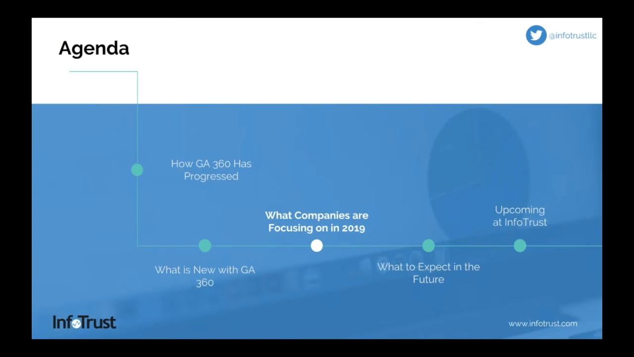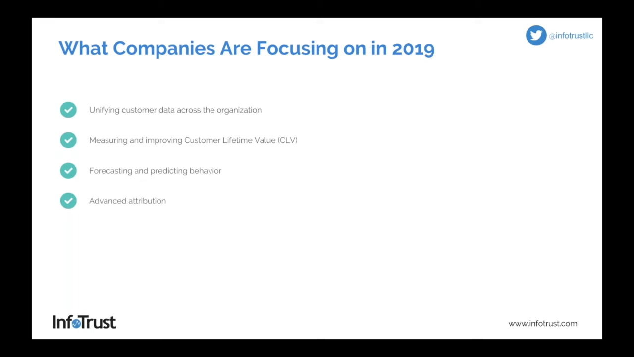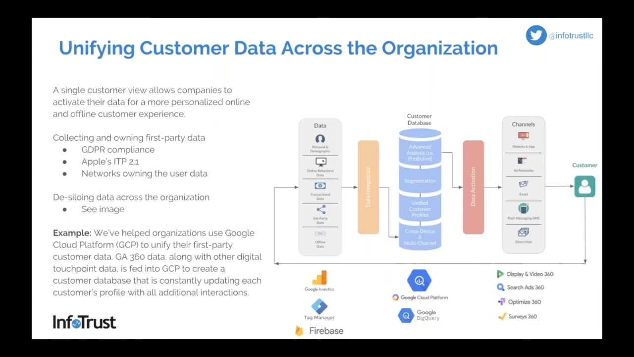Now let's talk about what we see companies focusing on in 2019, and then I'll tie that back to how it relates to GA360. So for a few things here, I really wanted to cover 4 main points. One is unifying customer data across the organization. One is measuring and improving customer lifetime value. Another is forecasting and predicting behavior. And then the last we'll talk about is advanced attribution. So let me go through each one of these piece by piece.